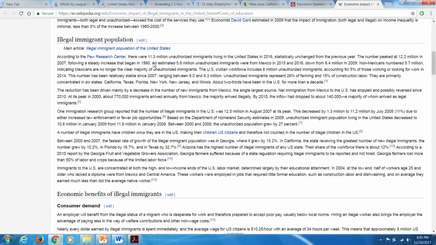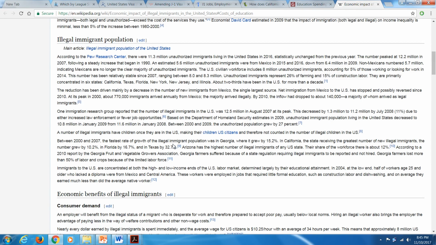And then this talks about how many we have. According to Pew Research Center, we had 11.3 million unauthorized immigrants in United States in 2016. The number peaked at 12.2 million in 2007, and there is another estimate which says it could be 12.5 million in August 2007 at its peak, but then it declined. But now, with the economy doing okay, it might be even higher.